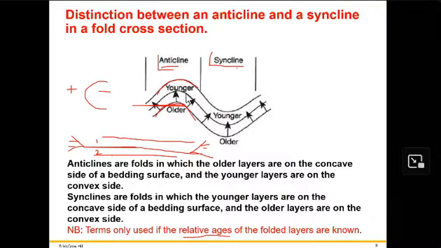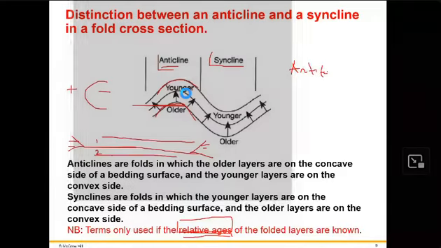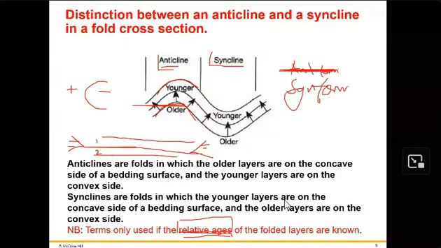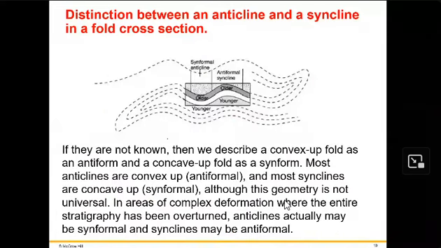So please can you come again? If we don't know the relative ages of the bed, if we don't know which is older or younger, we use antiform or synform. And we say this because in a complex region like this, you can see how this bed has been deformed. You can see how this bed has been deformed in this manner. Can you see?